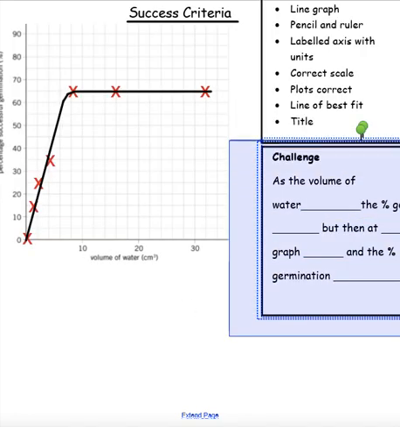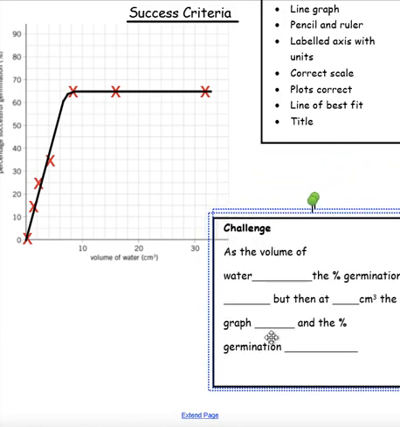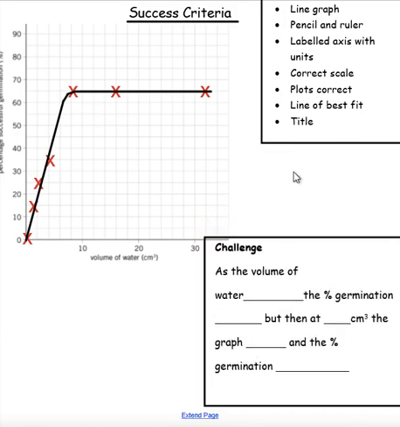Okay, so once we have collected that data, we could plot a graph of our results. Now, hopefully you have all recognised that we are going to need to plot a line graph here. We have got number data for both of our variables, so we are going to use a line graph.